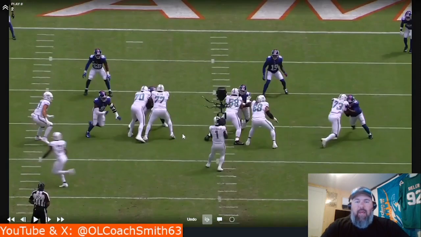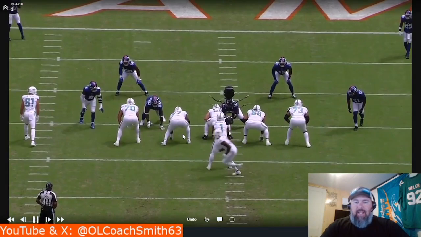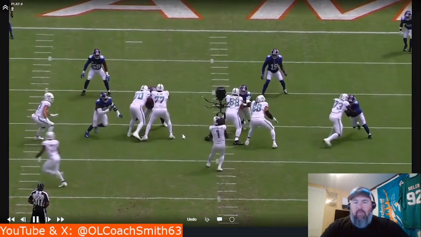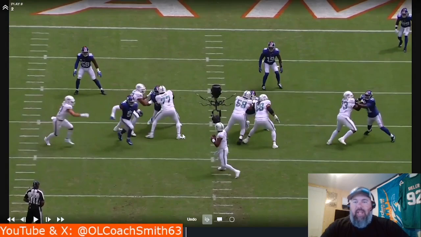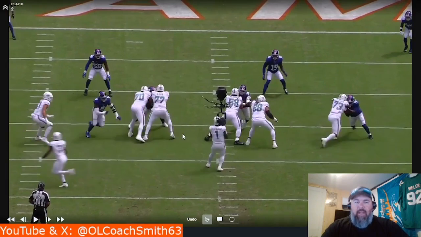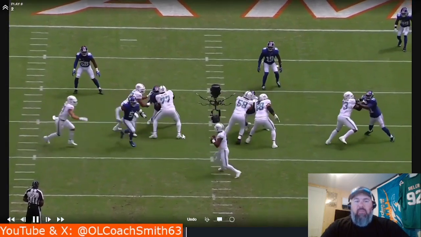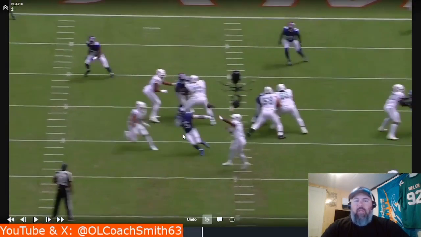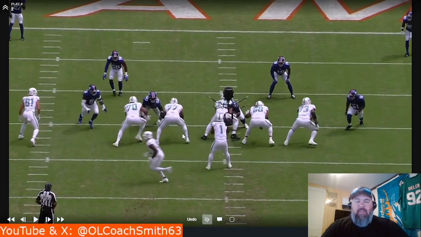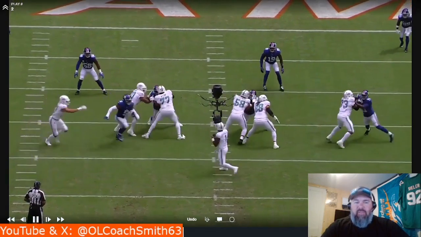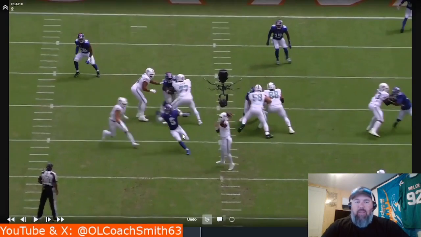So again, going back, we can see that slide on the right side. Robert Hunt's checking inside, but still protecting that outside gap and ready for something to happen there. On the left side, we're given the illusion of a free rush when really that's exactly what the Dolphins want that defensive end to do, is to fly inside and take himself out of the play.